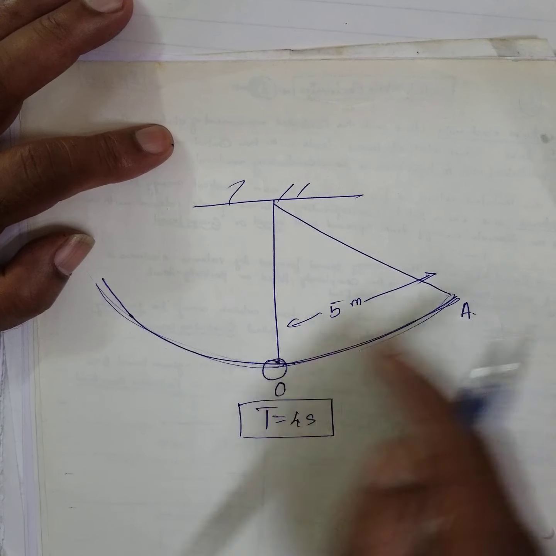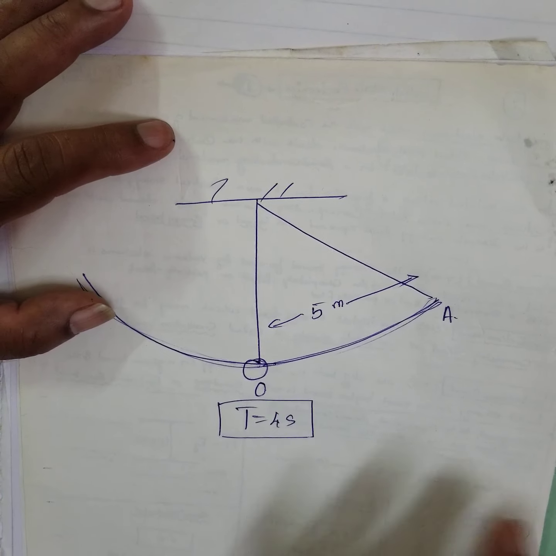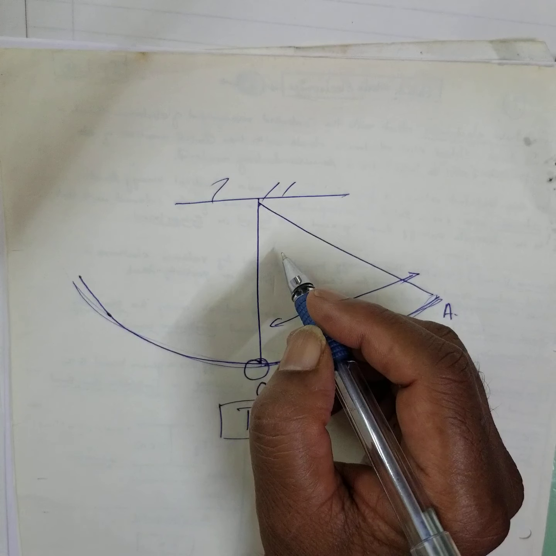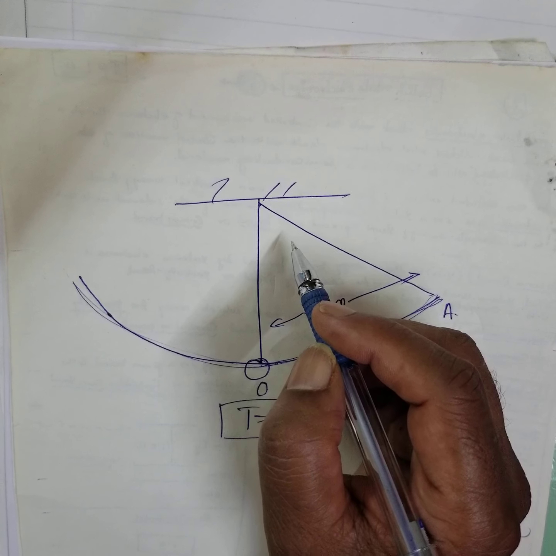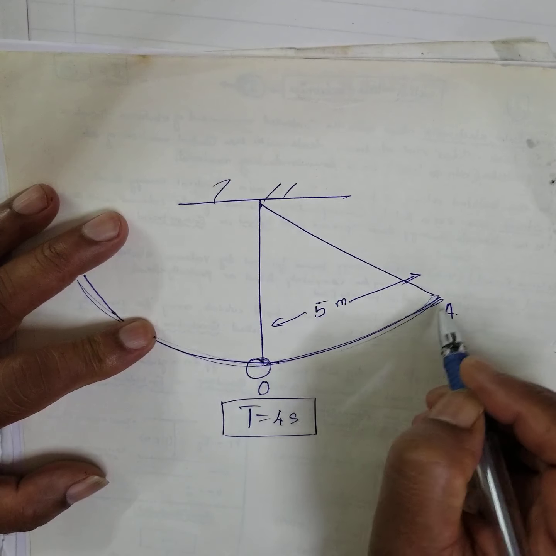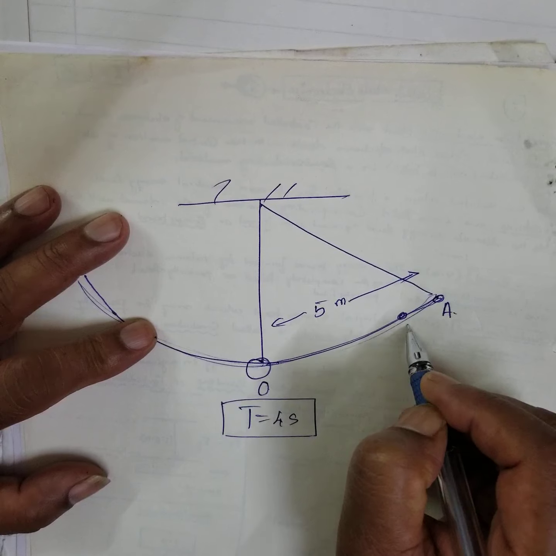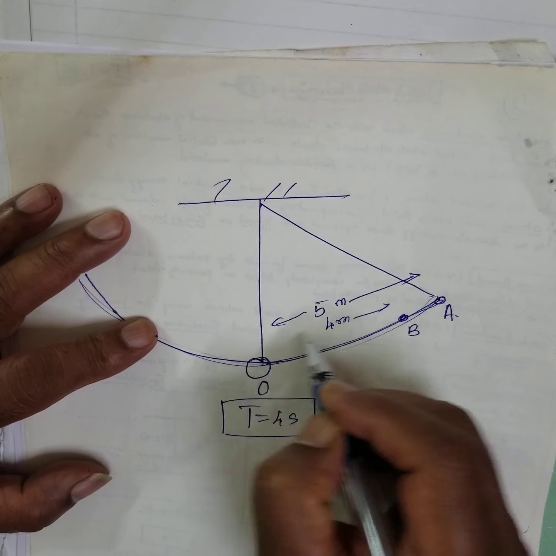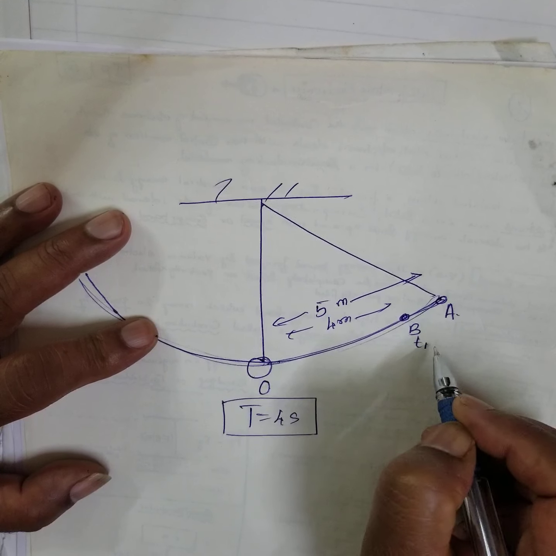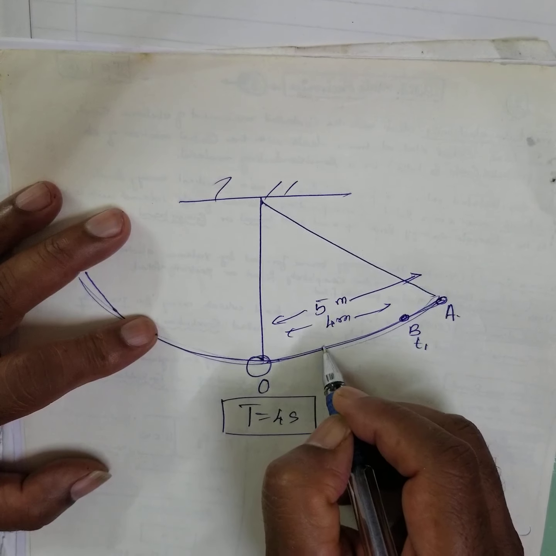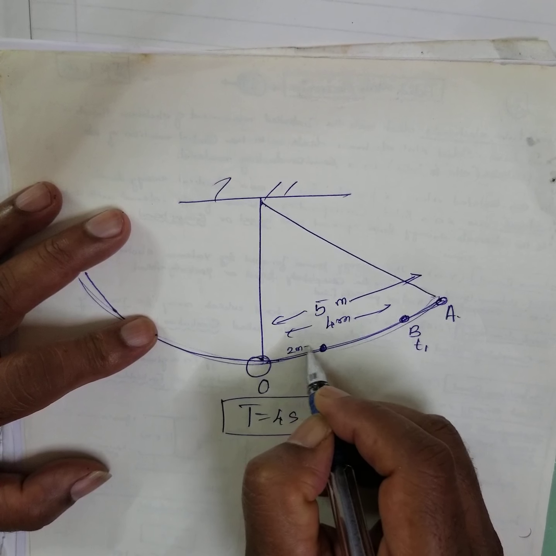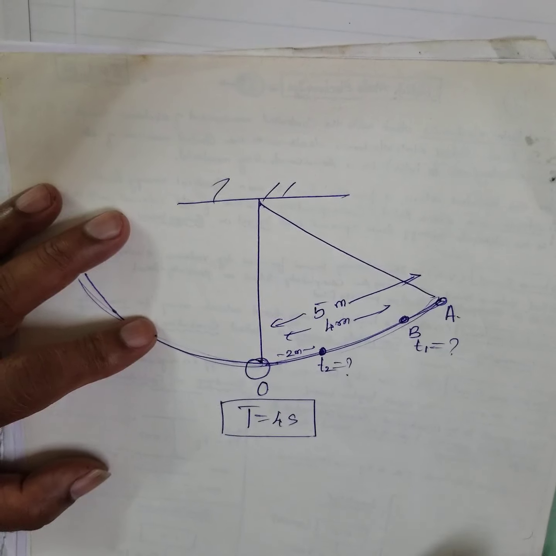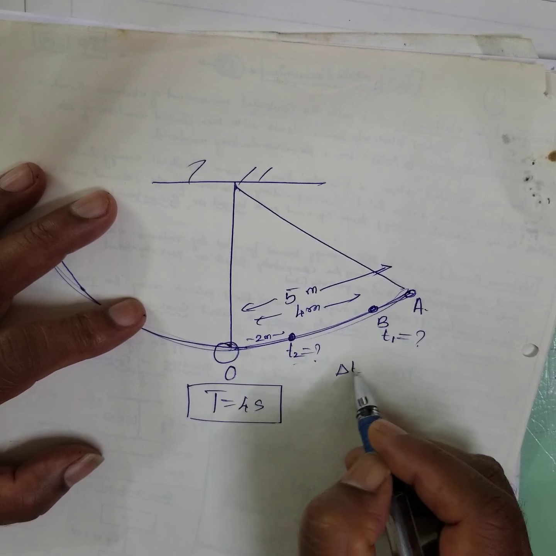for a small oscillation. I am assuming this is linear. Now, suppose the particle from here has come here, point B, right? The distance is what? 4 meter. Now it takes some time, T1. After that it has come here, 2 meter, T2. What is T1 and what is T2? And what is the time difference?